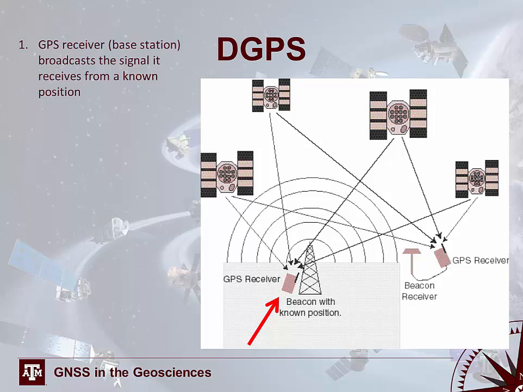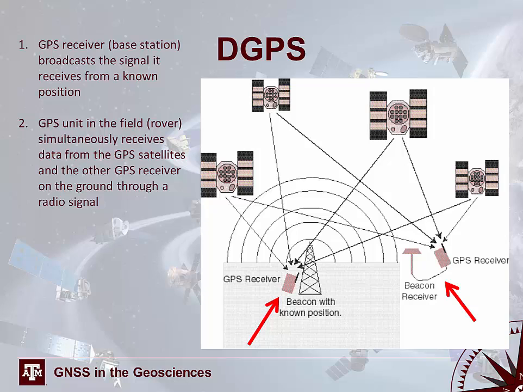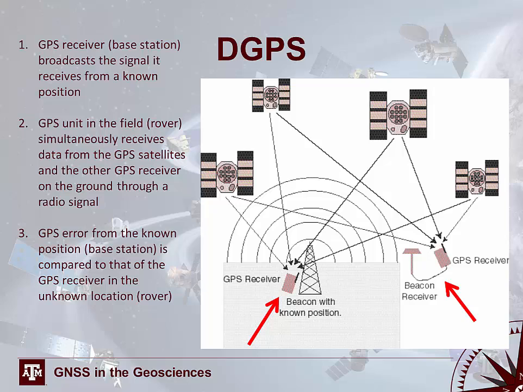So one way it can work is you have a GPS receiver, your base station, pointed to with a red arrow here. It broadcasts the signal it receives from a known position. So essentially what it's doing is averaging its location, or it's situated over top of another previously surveyed, well-defined benchmark or location. The GPS unit in the field, which is the roving receiver, simultaneously receives GPS data from the satellites as well as from the other receiver, in other words your base station, through a radio signal that's transmitted by the base station. Now that base station is, once again, remember, transmitting that correction factor continuously. That GPS error from the known station is then compared to that of the receiver at the unknown location, and that correction factor that it calculates is applied to the roving GPS location.